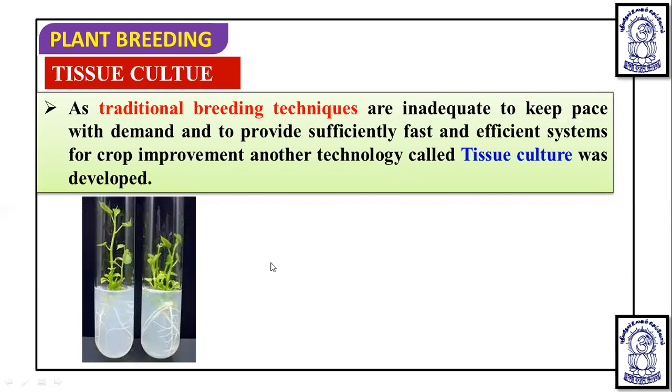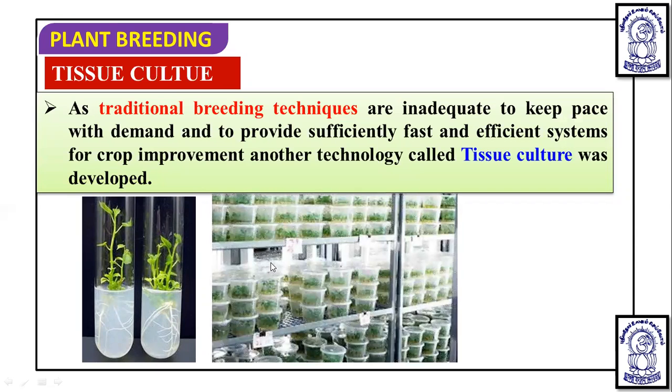So see how tissue culture is done. Tissue culture is done in test tubes or a conical flask in the laboratory. Now we have to understand what is tissue culture, what are the conditions required, and what are the different types of tissue culture that we need to discuss in this topic.